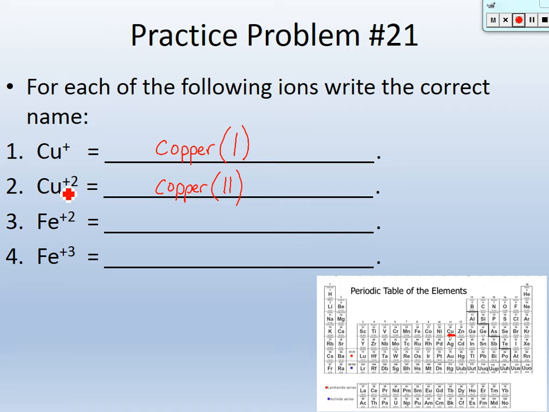Fe is a transition metal, and it's located right here on the periodic table. So Fe, what element is it, guys? Iron. And if it's +2, how do I tell people that it's +2? Parentheses with the Roman numeral of 2 on the inside. Okay, iron 3, parentheses with 3 as Roman numeral in the parentheses.